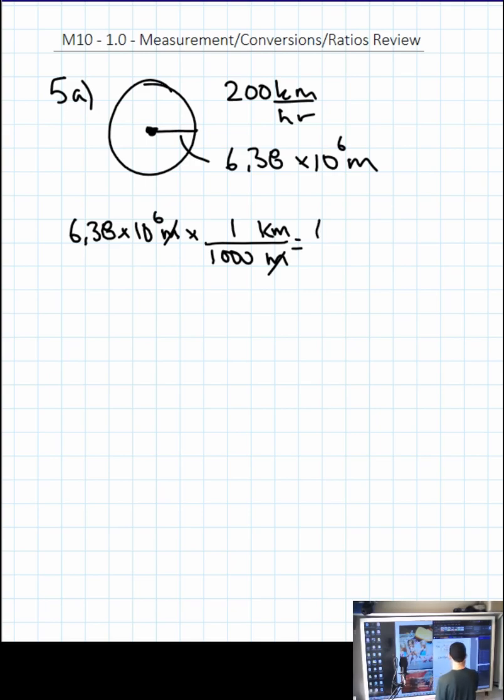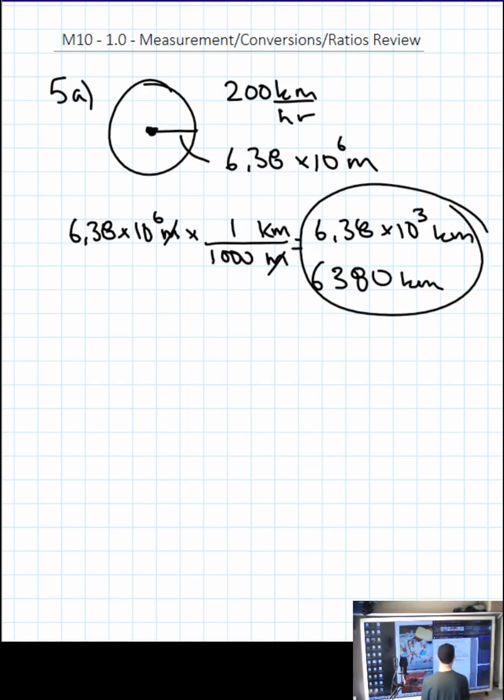So that's going to be 6.38 times 10 to the 6 divided by 1,000 is 6.38 times 10 to the 3, which is 6,380 kilometers for the radius of the Earth. We now need to find the circumference. C equals 2 pi r. Therefore, C equals 2 times pi times that.